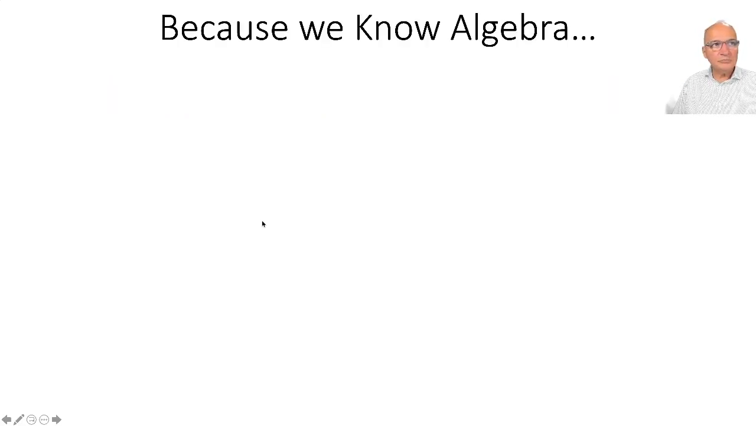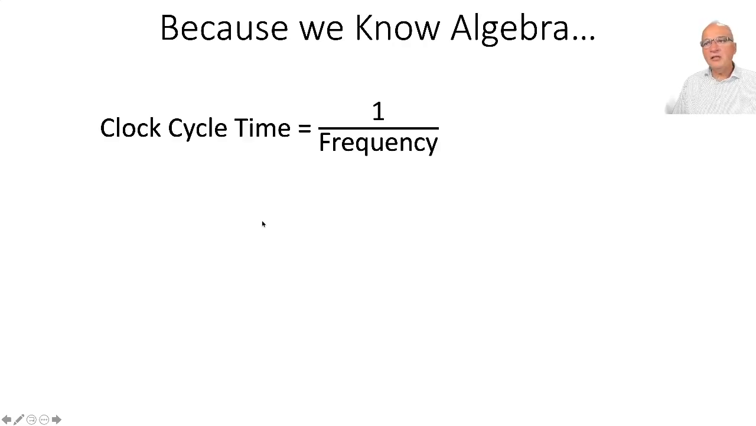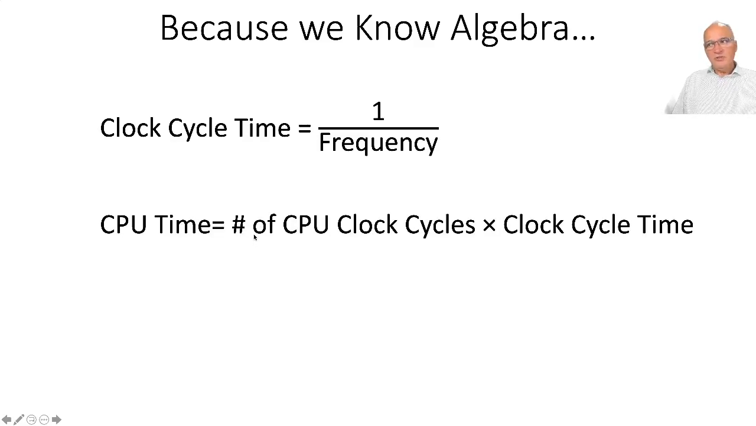But now, because we know algebra, we can use the fact that the clock cycle time is 1 over the frequency to substitute in this equation. Well, the CPU time to execute a given program will be given by the number of CPU cycles that I need to execute the whole program times the clock cycle time. So if I multiply the time that it takes for one clock cycle by the total number of clock cycles that it took to execute the program, that will give me the time to execute that program in seconds.